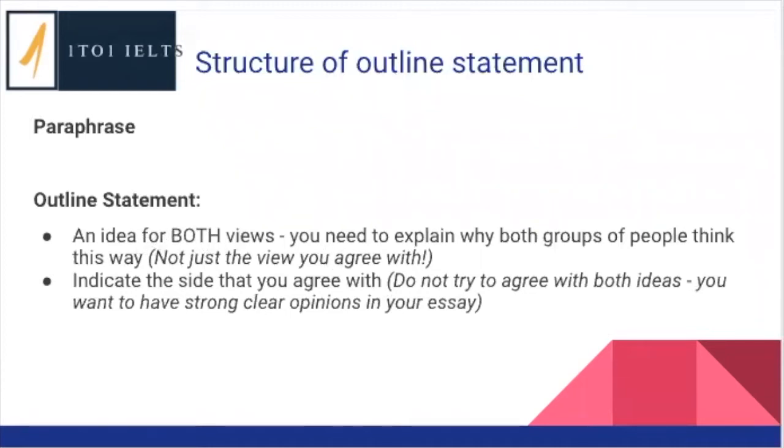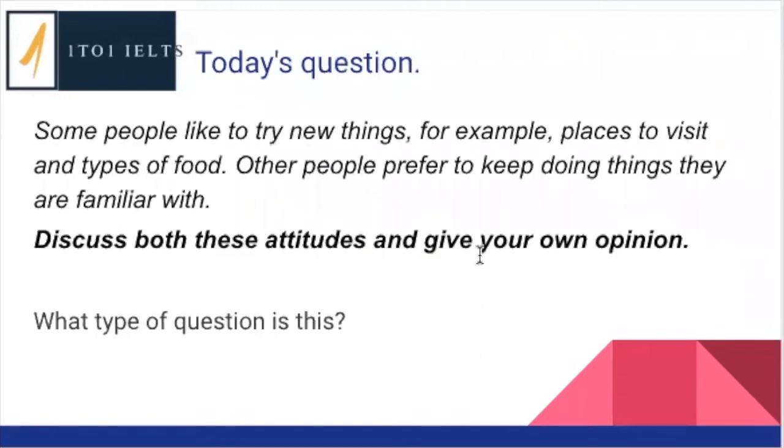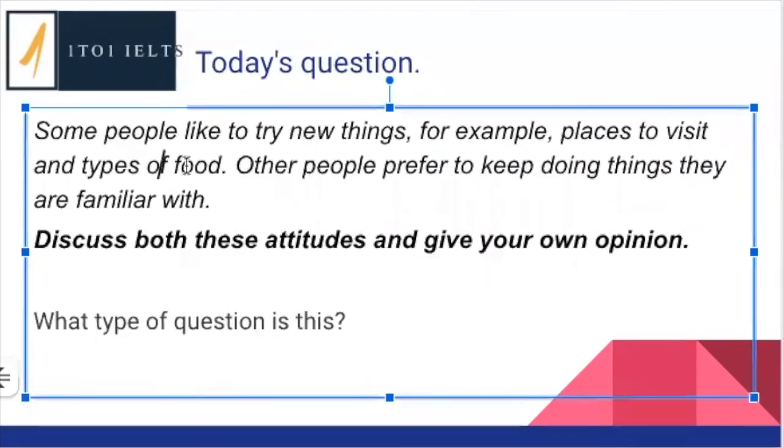So quickly, if we go back here, just to explain to people at home what I mean here. So here it says some people like to try new things. For example, places to visit. So we're going to explain one idea why these people like to try new things. There's other people who prefer to keep doing the same things they're familiar with. So we need to explain one idea why these people do that.